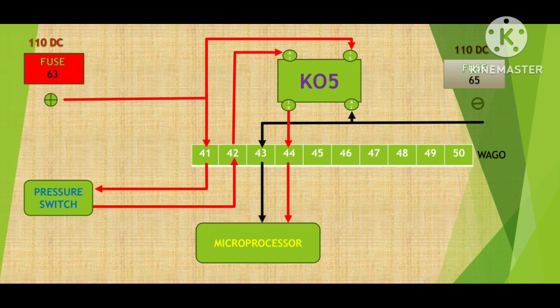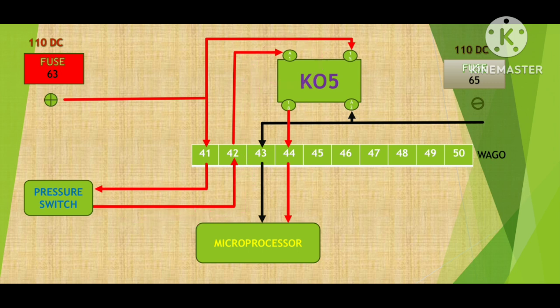From 63 fuse, the 110 DC positive wire is split into two parts. One goes to 15 number terminal in K05 and the second to 41 Vago. From 41 Vago to pressure switch. When the pressure switch activates, power supply reaches 42 Vago. From 42 Vago to A1 terminal in K05.